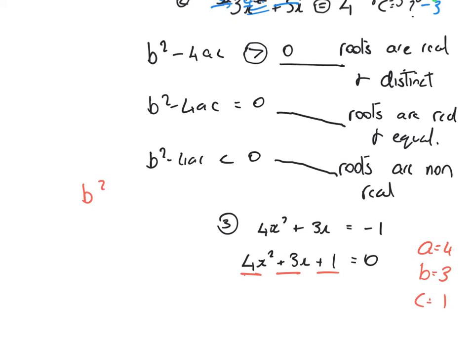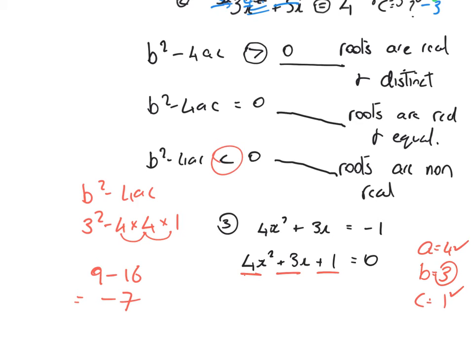Next move, b squared minus 4ac. What's B? B is 3, so it's 3 squared minus 4 times A, which is 4, times C, which is 1. 3 squared is 9, and then it's minus, well, 4 times 4 is 16, and 16 times 1 is 16. 9 minus 16 is minus 7.